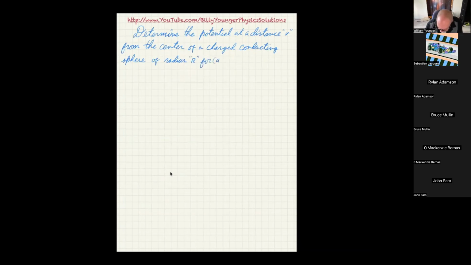For A, let's say r is less than big R, and then B, r is equal to big R, and then let's say C, r is greater than R. Okay. The total charge on the sphere is Q.